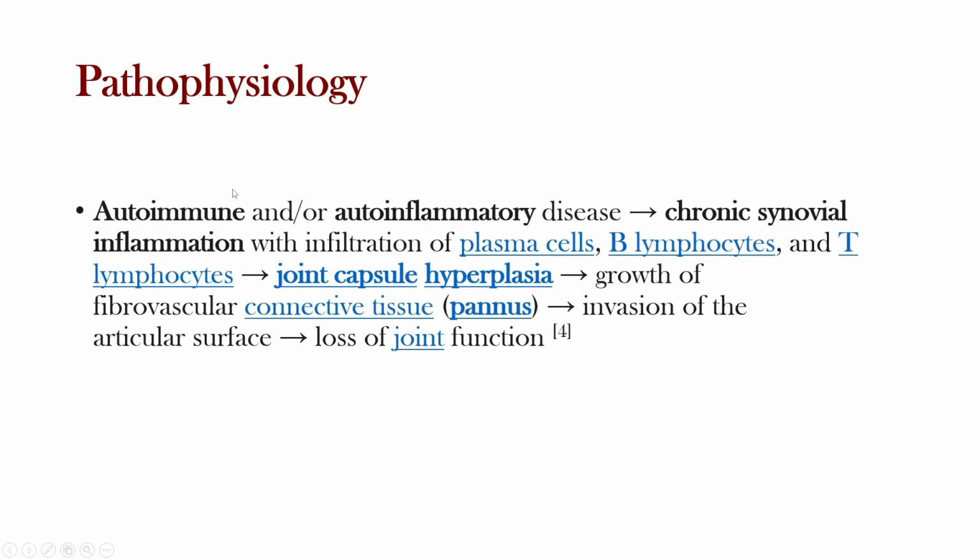For the pathophysiology, an autoimmune and/or autoinflammatory disease will lead to chronic synovial inflammation with infiltration of plasma cells, B lymphocytes and T lymphocytes. That will lead to joint capsule hypoplasia, and we'll have a growth of fibrovascular connective tissue and invasion of the articular surface, and this will eventually lead to loss of joint function.